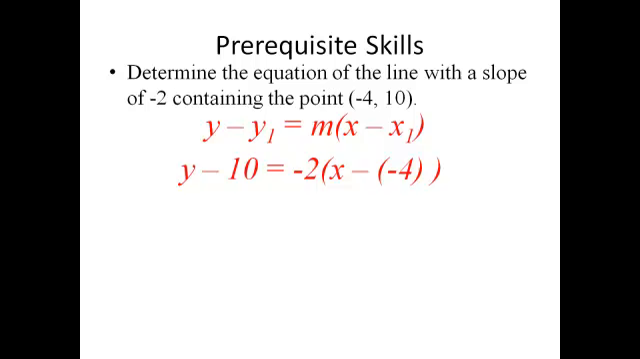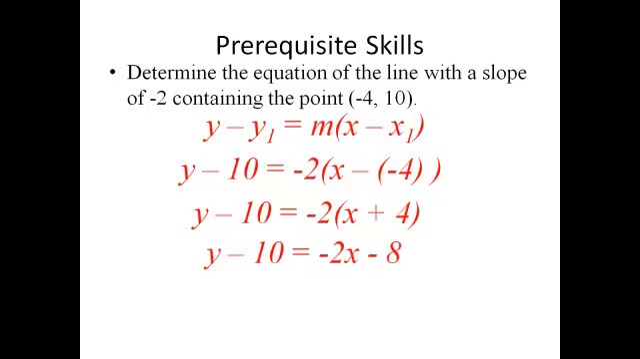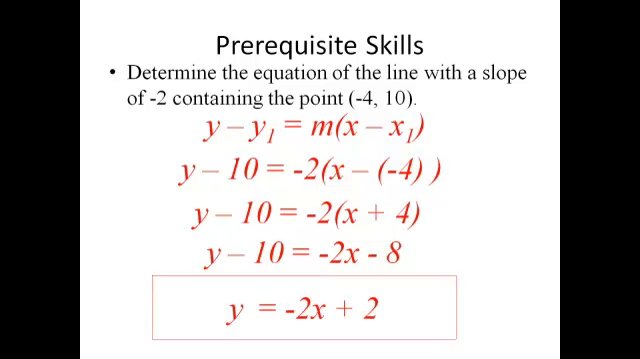That's going to give us y minus 10 equals minus 2 times x minus negative 4. We can rewrite this as y minus 10 equals minus 2 times x plus 4. This simplifies to y minus 10 equals minus 2x minus 8. And finally, we'll move the 10 to the other side. Gives us y equals minus 2x plus 2.